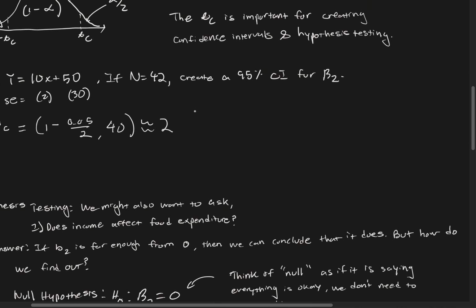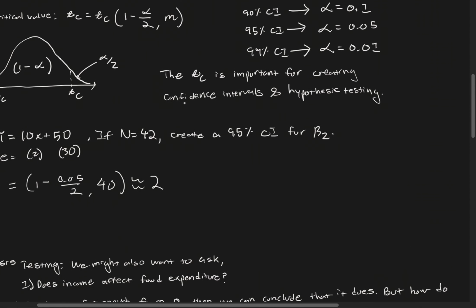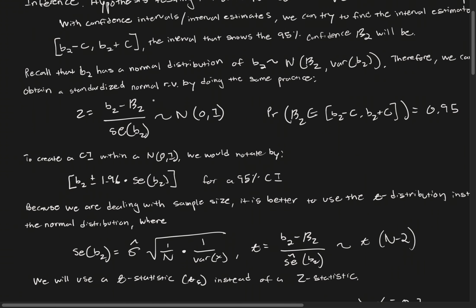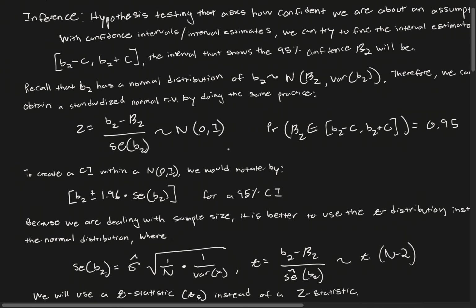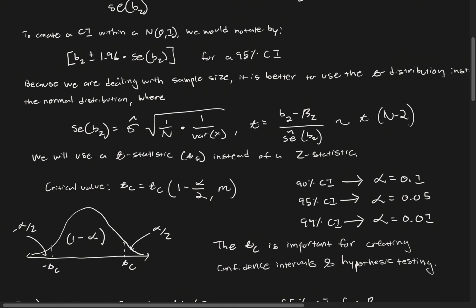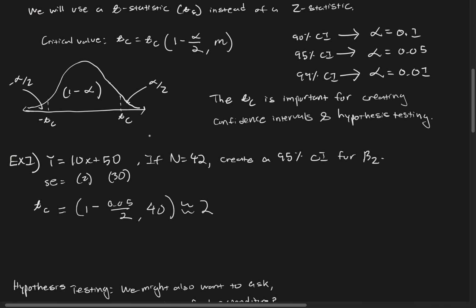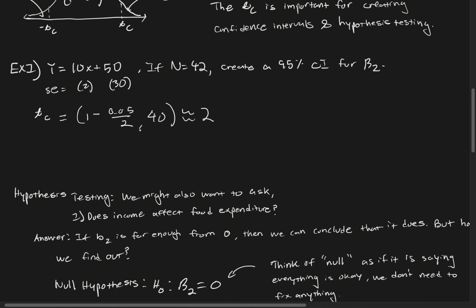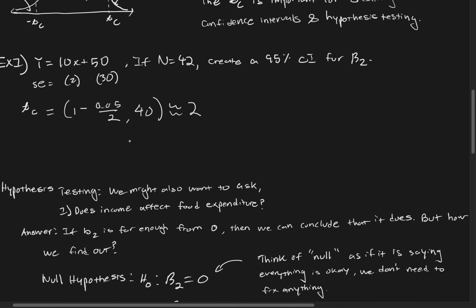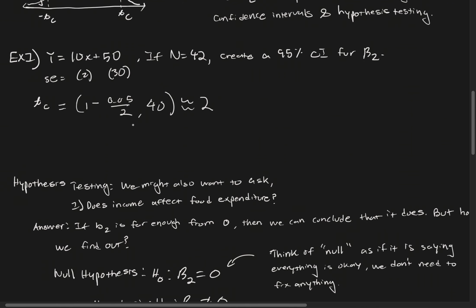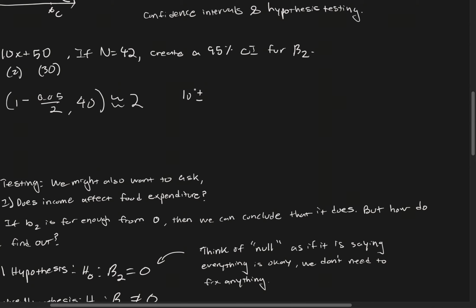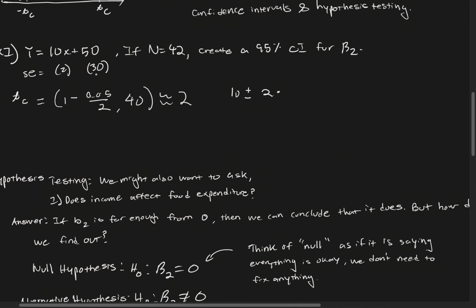And so in order to create the confidence interval, we want to use a formula that we were given over here. So B2 plus or minus C, which is given by the critical value times the standard error of B2. So we know that the beta 2, the mean for the beta 2, is 10. That's what we estimated by default. We didn't actually calculate that, but that's what we're assuming. So we'll say 10 plus or minus the critical value, which in this case is 2, and then the standard error of B2, which we were given is 2.